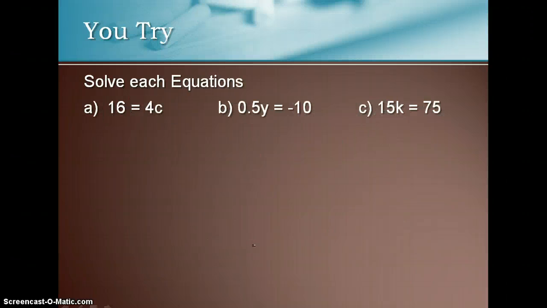So here are your U tries. So we have 16 is equal to 4c, 0.5y is equal to negative 10, and 15k is equal to 75. That's what you have to work with. And again, left side is notes, right side is U tries.